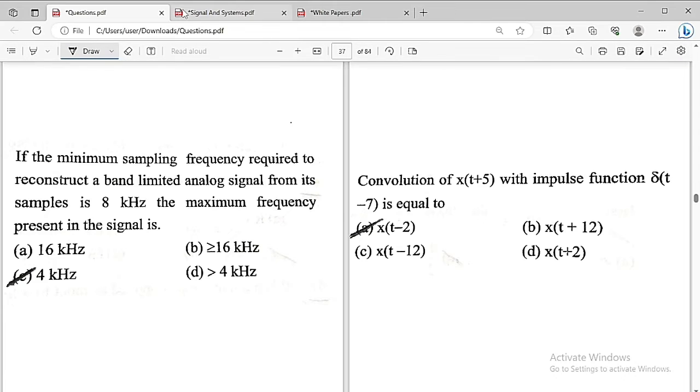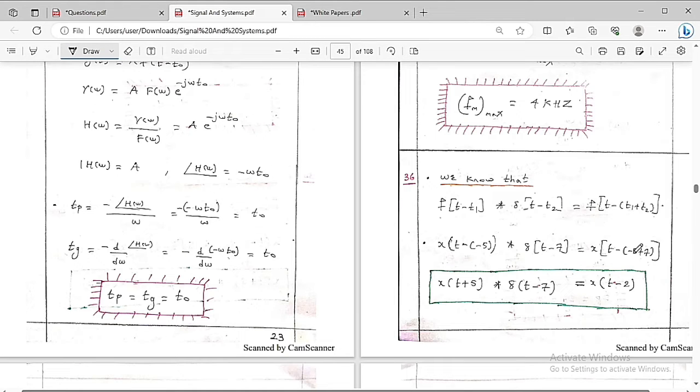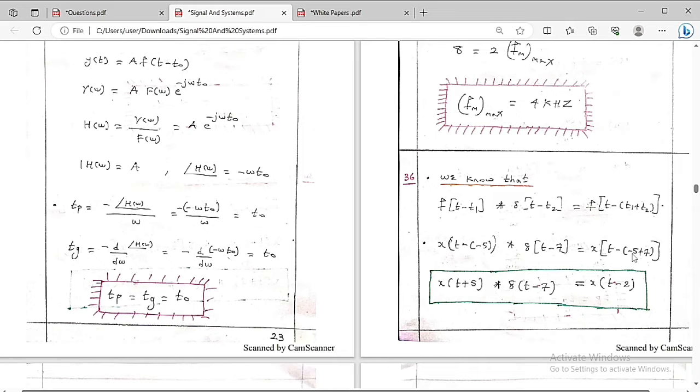So let's solve this numerical. Basically, as I've already told you, one important formula: if we know that f of t convolution of delta of t is nothing but f of t. Similarly, f of t minus t1 convolution of delta of t minus t2 is equal to f of t minus of t1 plus t2. So this is the general formula as I've already told you so many times.